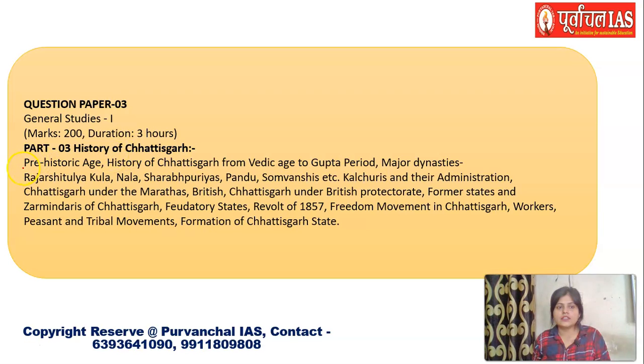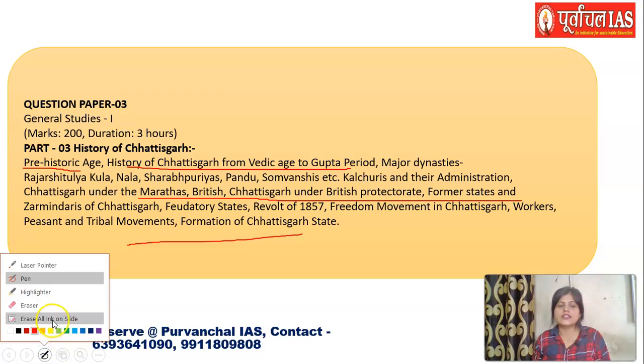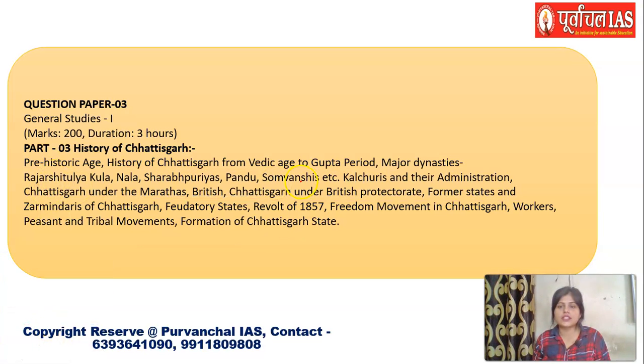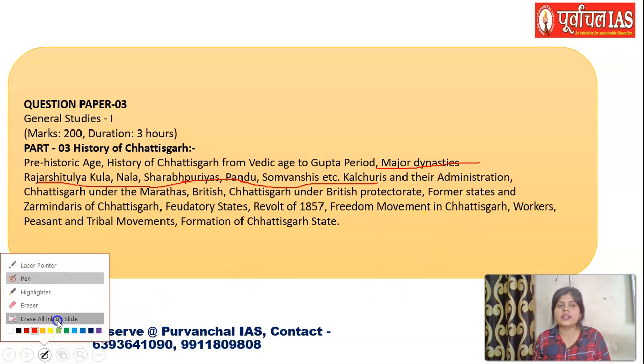See here. In the history of India, you find these overlapping topics. Prehistoric age, history of Chhattisgarh from Vedic to Gupta. Then you have Chhattisgarh under Marathas, British, Chhattisgarh under Protectorate, Feudatory States. See, all of these topics are actually overlapping between history of India as well as Chhattisgarh. But the topics that you have to study differently will be topics such as regional dynasties, the major regional dynasties like Nal dynasty, Sharabhpuriya dynasty, Pandu, Somvansh, Kalchuri, etc. Because these were specifically present in Chhattisgarh as they are the regional dynasties. So you are trying to understand me.